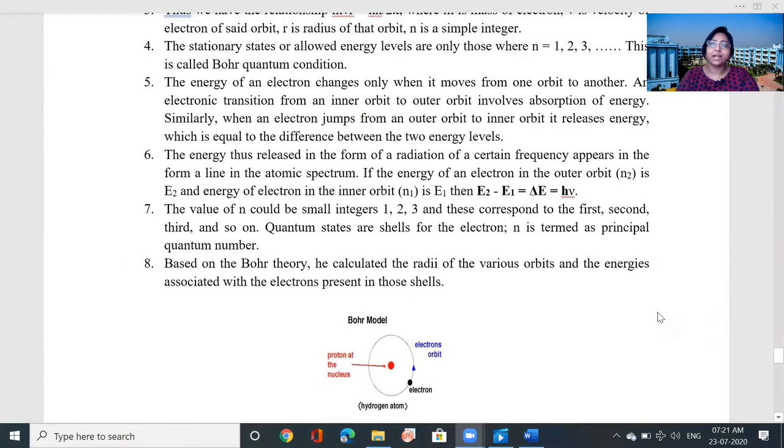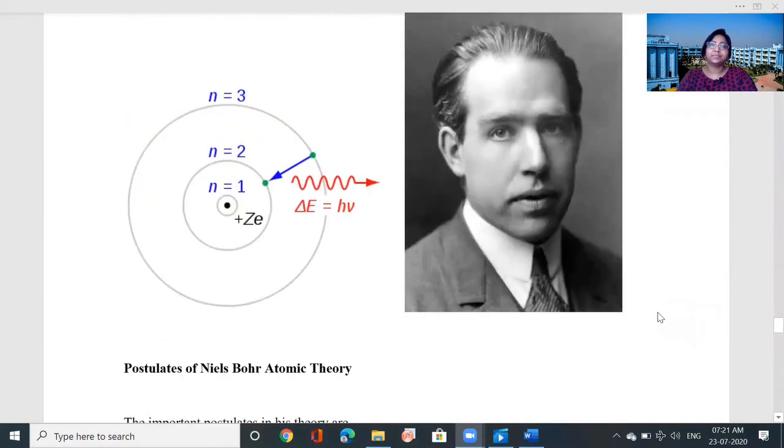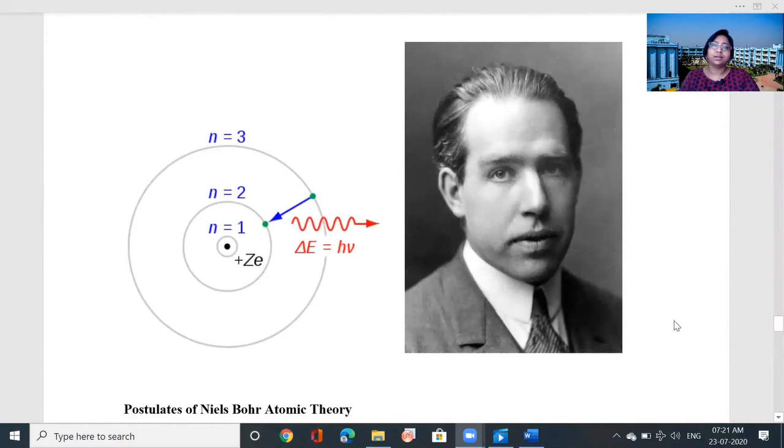So if I summarize today's lecture, what did you learn today? Number 1, you learned the Rutherford postulates, his observation and the conclusion based on the Rutherford experiment with the gold foil. Then you learned the drawbacks of the Rutherford model, and how Niels Bohr modified the Rutherford model and what the postulates of the Niels Bohr model are.